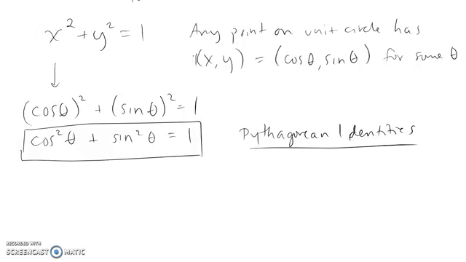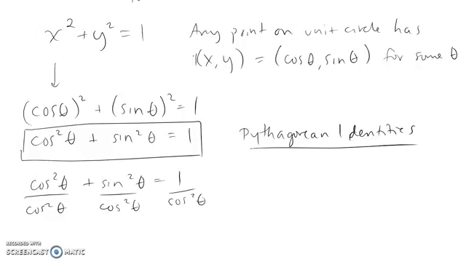If I take cosine squared theta plus sine squared theta equals 1 and divide both sides by cosine squared theta, of course, if it's not equal to 0, I get 1 plus sine over cosine is tangent, so sine squared over cosine squared is tangent squared. 1 over cosine is the secant, so 1 over cosine squared is secant squared.